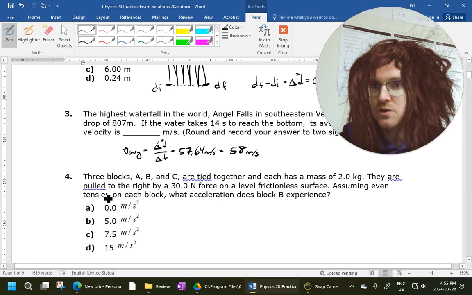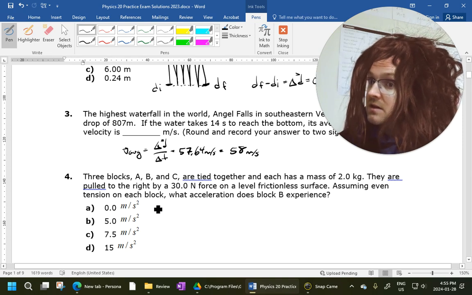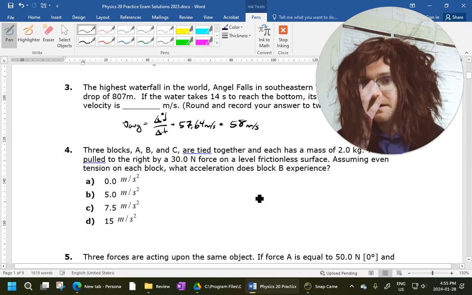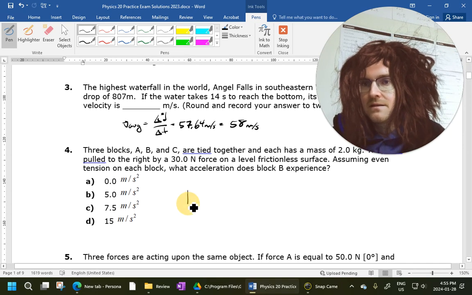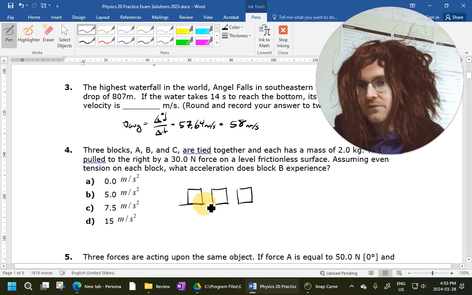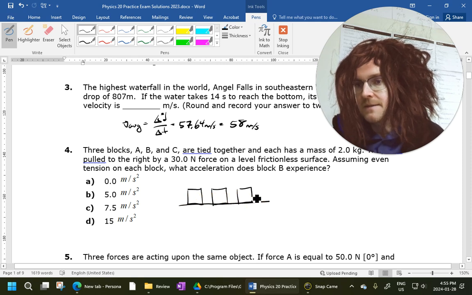3 blocks are tied together. Each have a mass of 2. They are pulled to the right on a frictionless surface, assuming even tension on each block. What is the acceleration that block B accelerates at? Okay. So I don't see why you wouldn't assume, or even if I didn't assume it's even tension, it doesn't really matter. So frictionless, right?